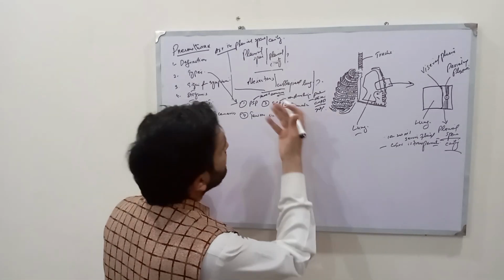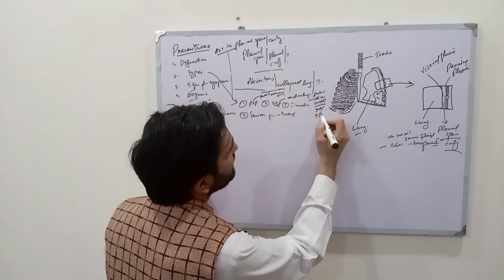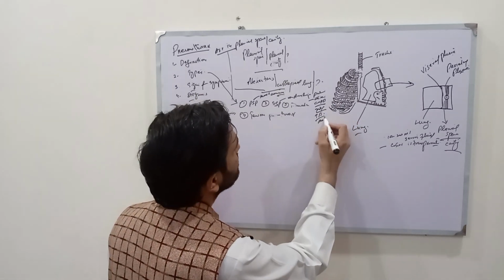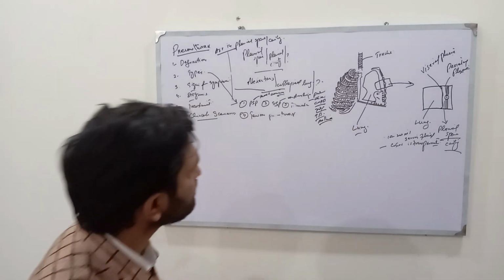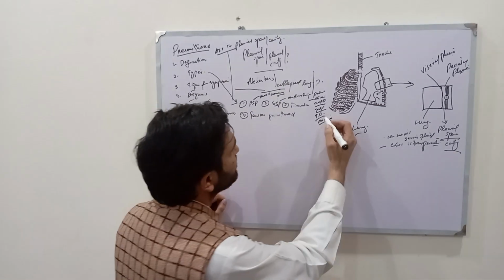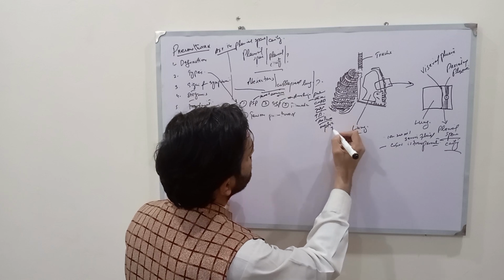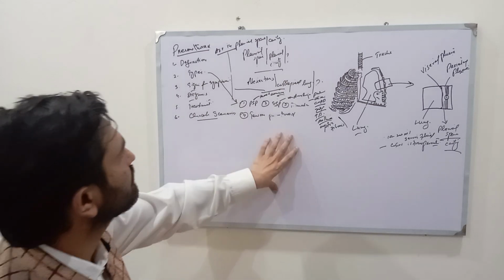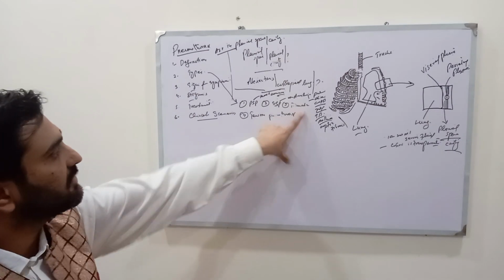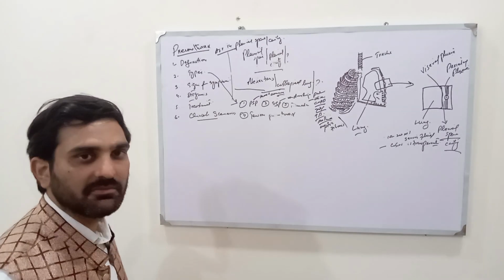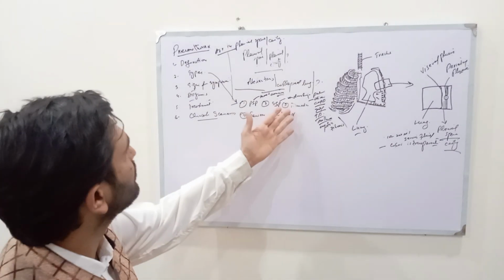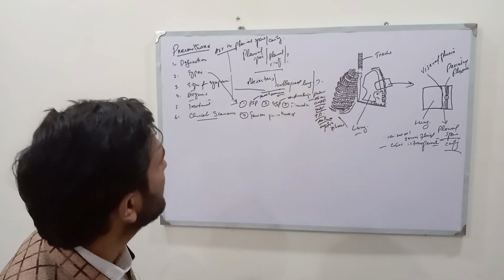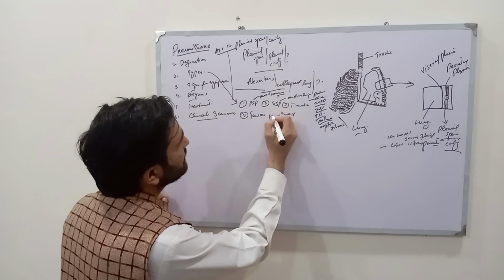Other underlying diseases which are related to secondary spontaneous pneumothorax are TB, asthma, cystic fibrosis. Next, traumatic pneumothorax. In traumatic pneumothorax, a blunt trauma or gunshot wound can lead to air in the pleural space or pleural cavity. Next is the tension pneumothorax.